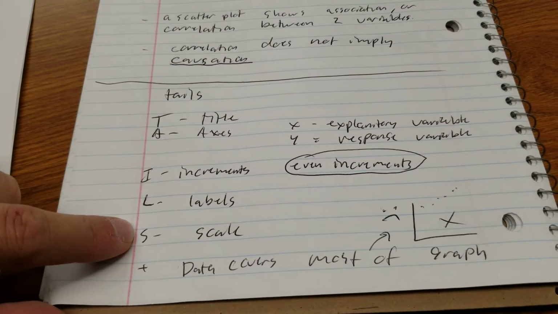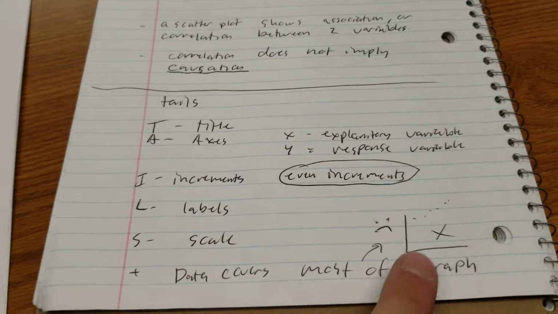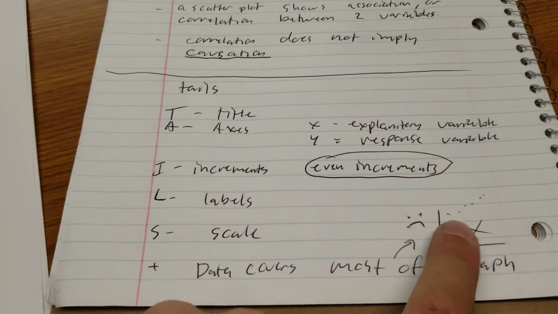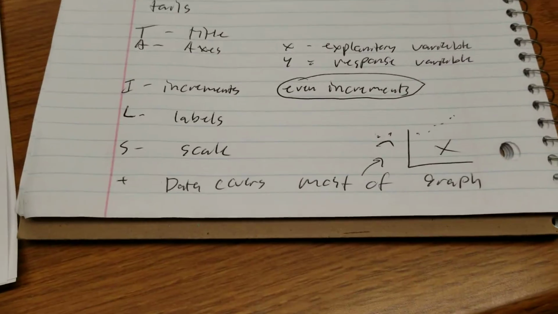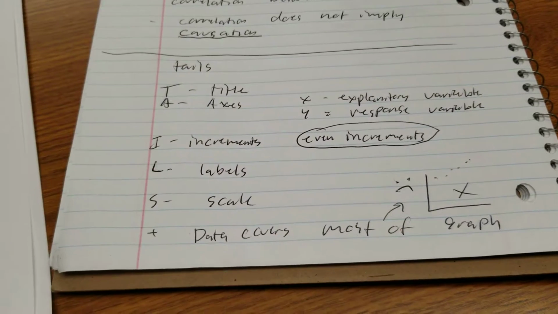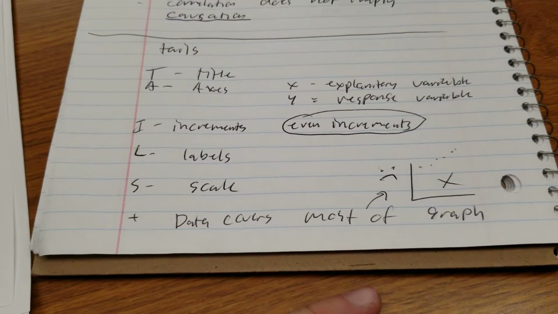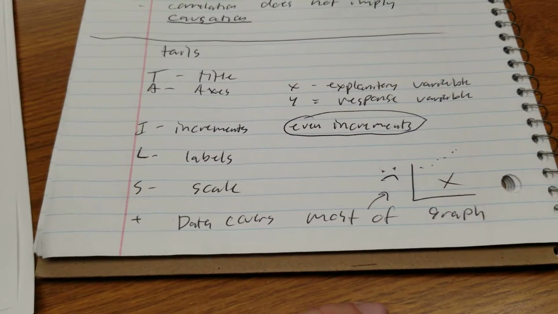So labels obviously label your axes. Scale, make sure your scale includes all of your data and it's reasonable. If your scale looks like this, where all your data's up top, you clearly have too much on the bottom and not enough on the top. That's a messed up scale, which goes with plus. TAILS plus, I should have written TAILS plus up there. But your data covering most of the graph is a plus. So if you don't have most of your graph covered by the data, then it's trouble.